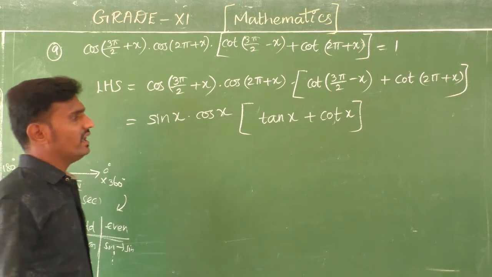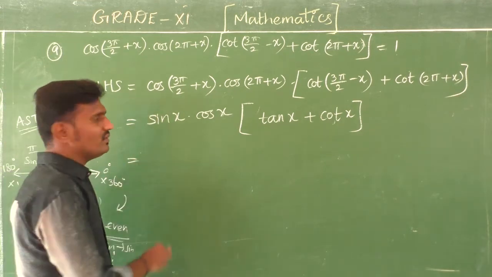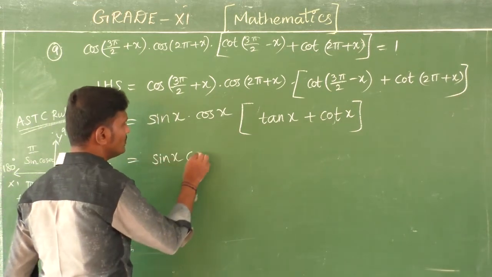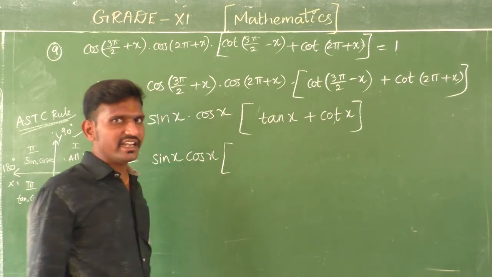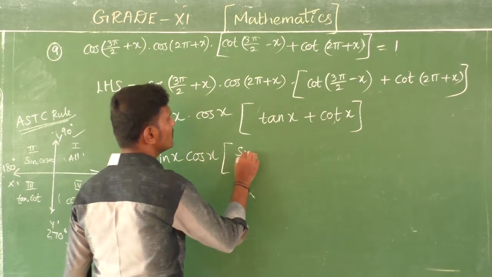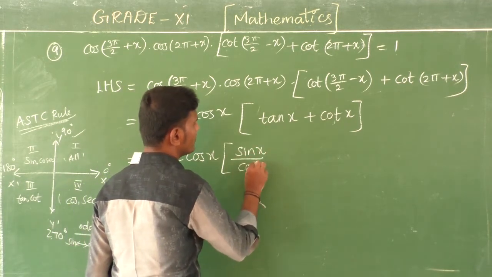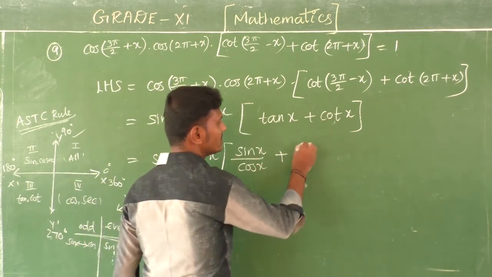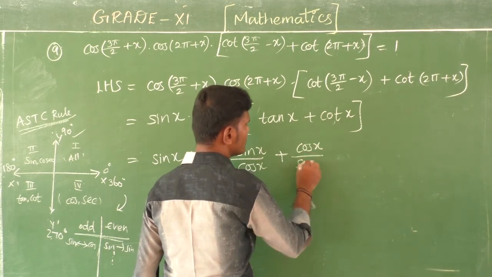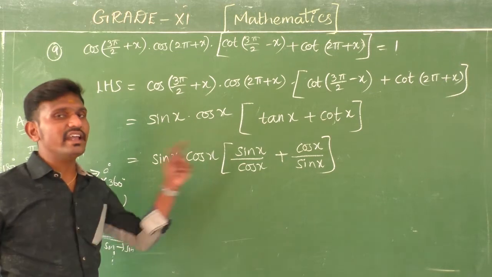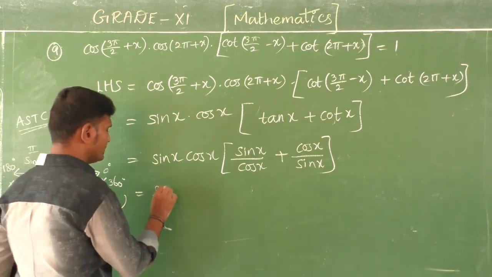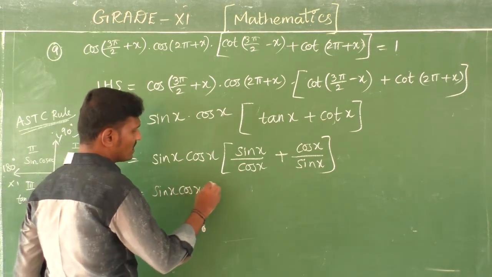Same cot x. Okay, have you got it? Now we are going to simplify this. Sin x into cos x into, do you know the ratio for tan? Yes, sin by cos. So sin x by cos x plus cot x is cos x by sin x. If you are going to take a cross multiplication in the bracket, what will come? Sin x into cos x.